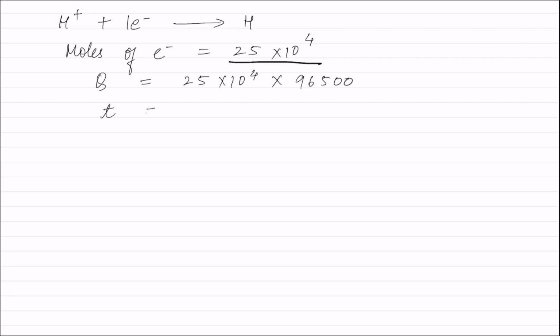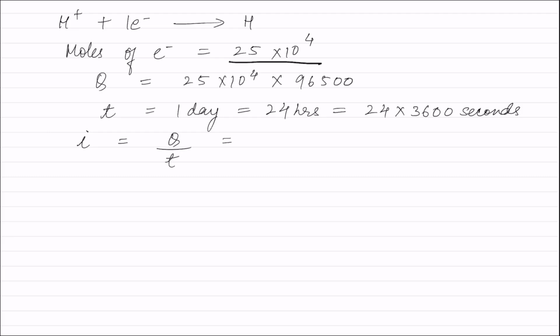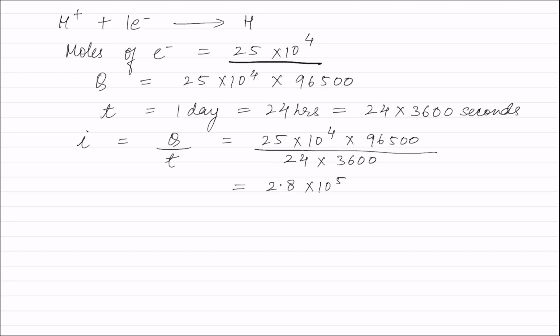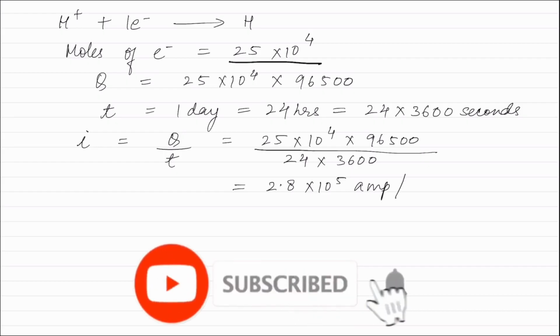The time is given as 1 day, which is equal to 24 hours, and this is equal to 24 × 3600 seconds. Current will be equal to Q by T, which is equal to 25 × 10^4 × 96500 coulombs divided by 24 × 3600, and this is equal to 2.8 × 10^5 ampere per day.